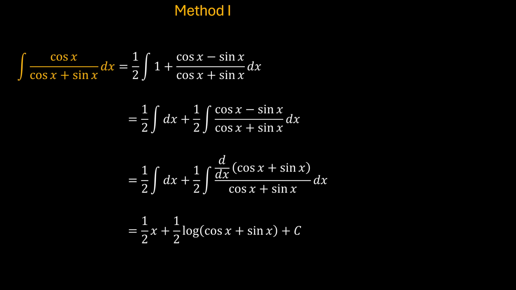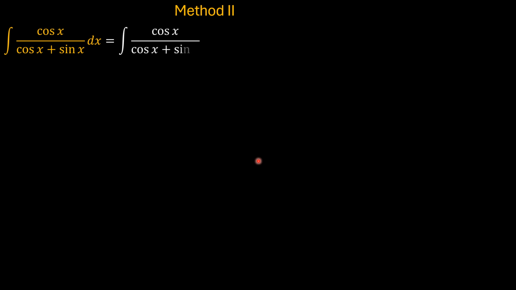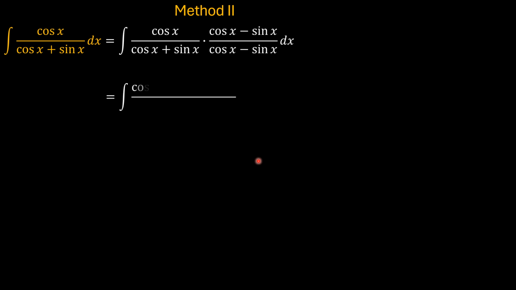Now we'll also look at a slightly longer method for solving this, and that is going to be the second method. Cosine x over cosine x plus sine x can be re-expressed in a different way by multiplying by cosine x minus sine x to both the numerator and the denominator. After you do that, the numerator becomes cosine squared x minus cosine x sine x, and the denominator becomes cosine squared x minus sine squared x.